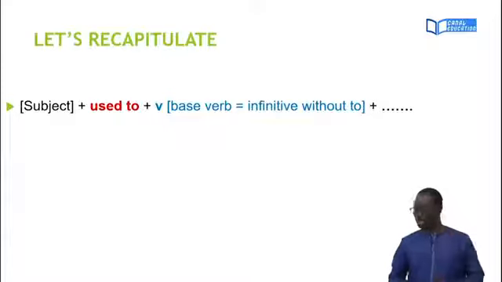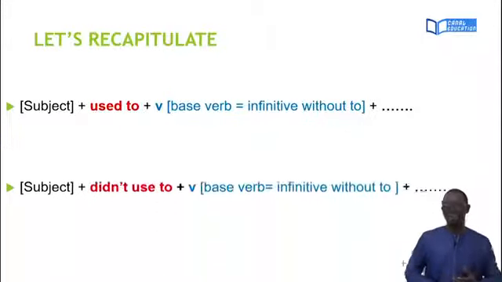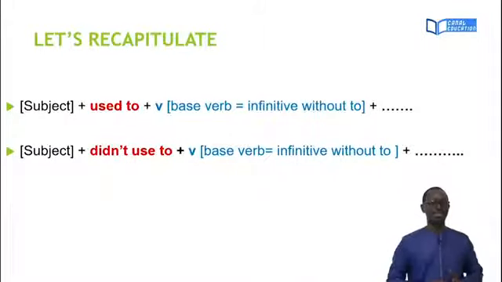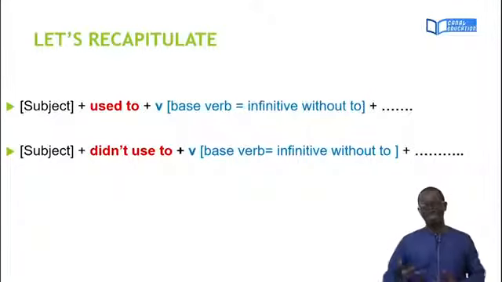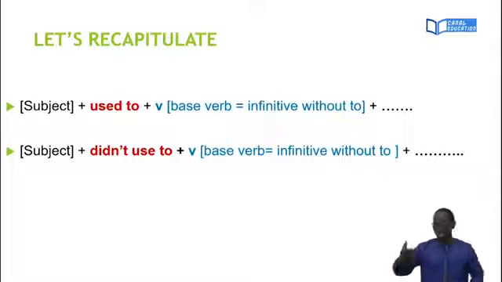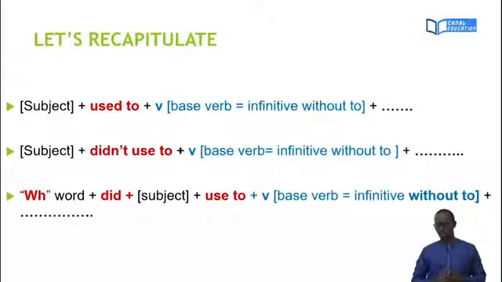Very good. And can you guess how to use the negative form? Wonderful. I know you geniuses. Okay. Subject plus didn't use to plus base form of the verb. I know that you understand the rule very much now. And what about the questions? You have WH questions or yes, no questions. For each of these questions, you have WH question word plus did plus subject plus used to plus base verb.